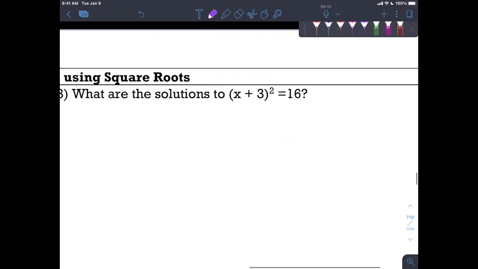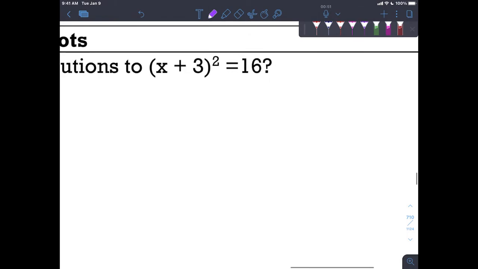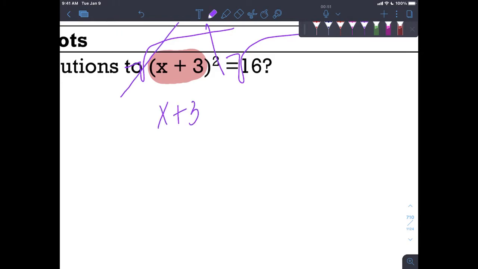Okay? So let's go ahead and take a look at this cray-cray example. For the purposes of this, we are just going to pretend like everything that's on the inside of this is a single term. So I'm going to take my square root. Over here they cancel. I'm left with x plus 3 equals, and the square root of 16 is 4, plus or minus. Okay, now pay close attention to this math.